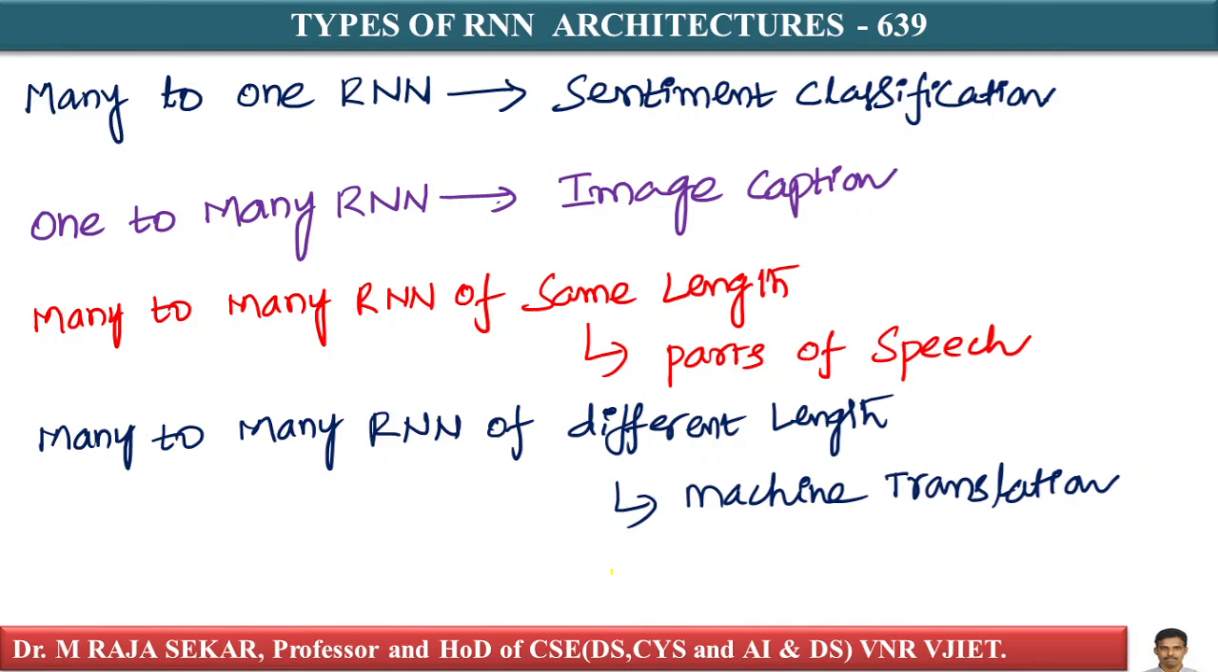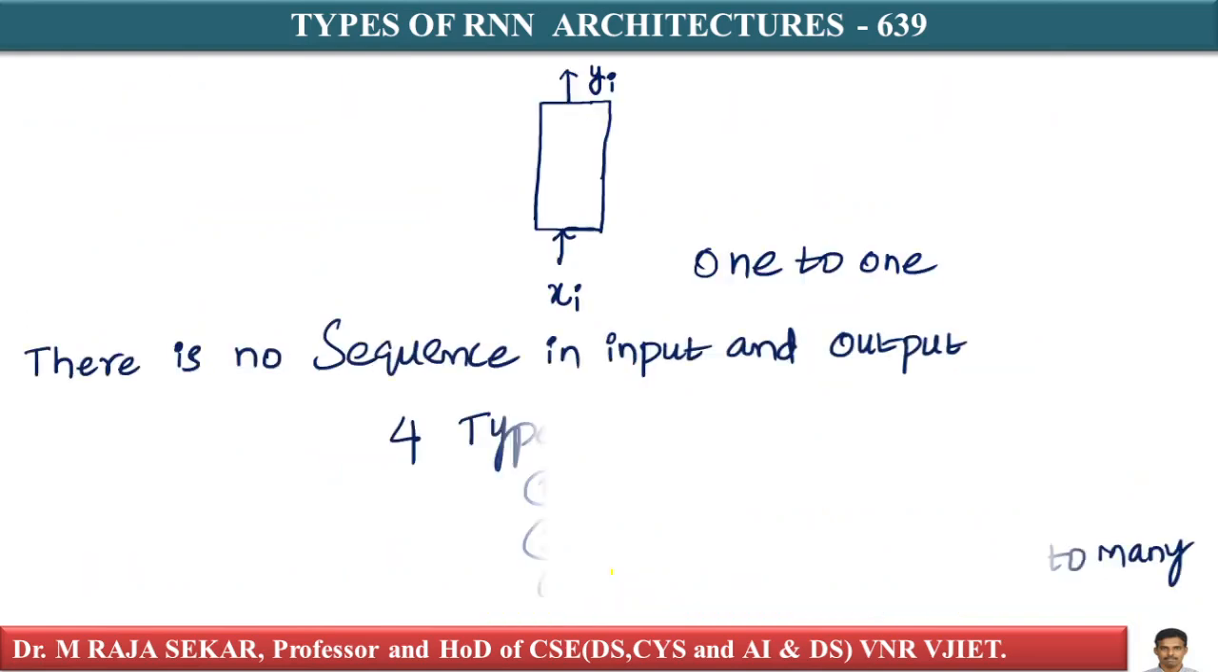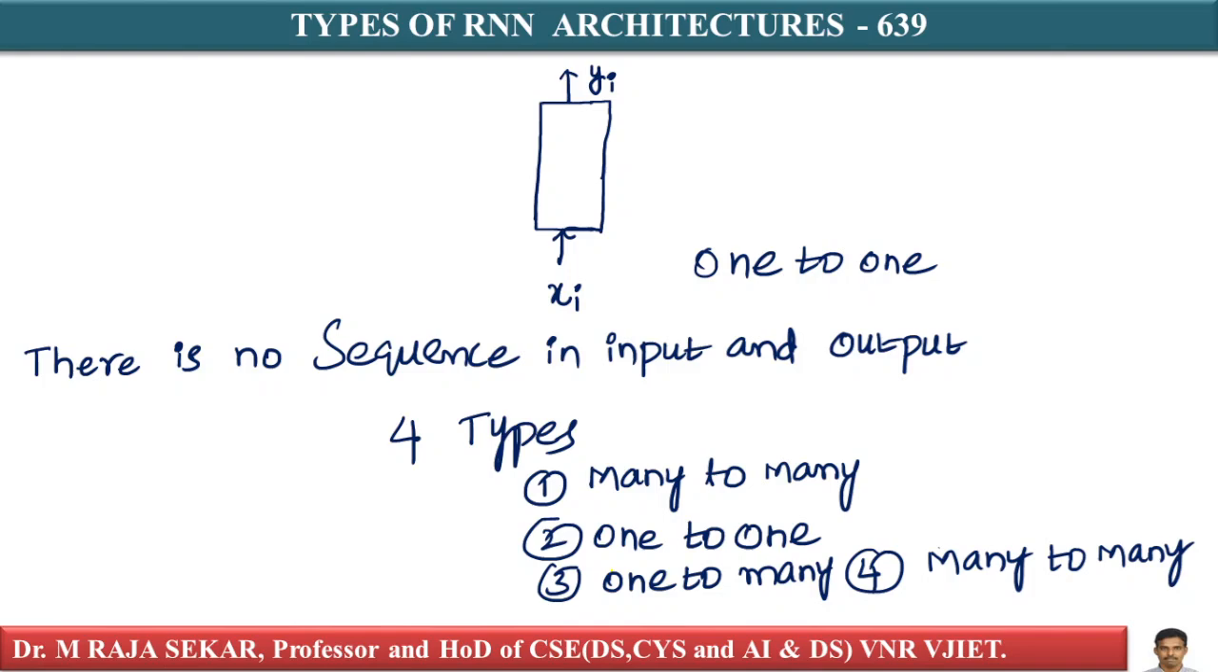One to one is basically your standard NLP task. You have your xi, your yi. There is no sequence in input and output, which is your standard unit. Just for completeness, I am mentioning this one-to-one. So in simple manner, I can say there are 4 types of RNNs: many to many, one-to-one, one-to-many.